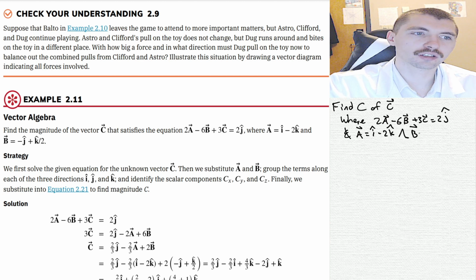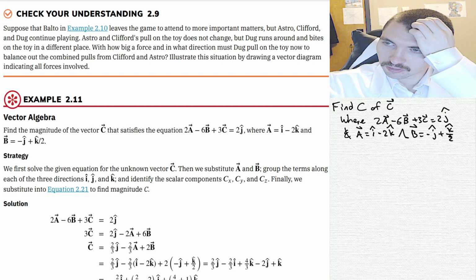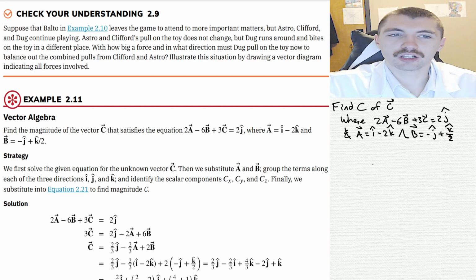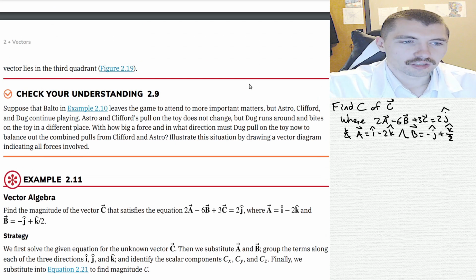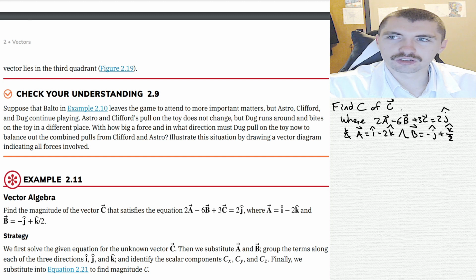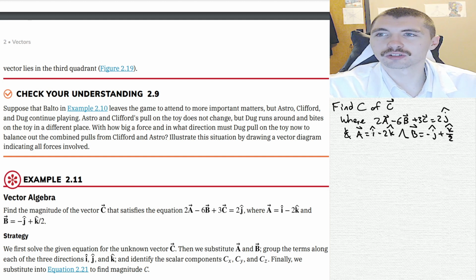and B is negative j hat plus k hat. Okay, so we got a lot of information here. First, solve the given equations for unknown C, and substitute. Okay, so solve for C.